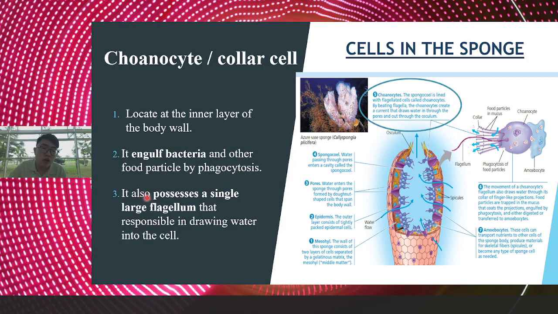Okay, and it also possesses a single large flagellum that is responsible for drawing water into the cells. So yang ni awak tengok, ini flagellum, yang ni panjang-panjang punya. What is the function? It is responsible for drawing water into the cell. Untuk membantu sponge ini ambil air dari luar ke dalam sel kita, sel sponge. Okay, so this is the first type of cell. So choanocyte.